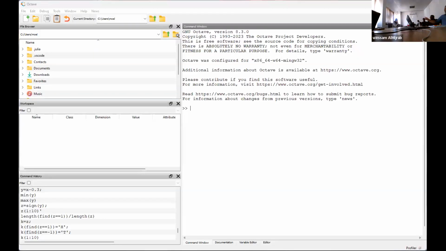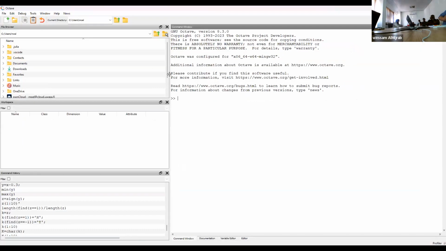Now I will share the Octave. Can you see it now?